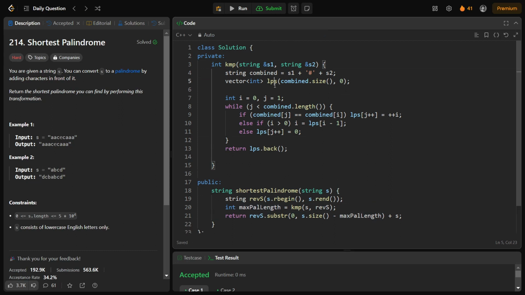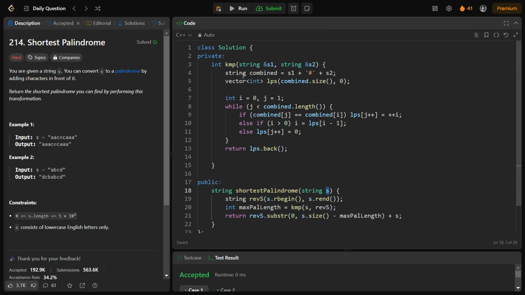So LPS is big O of 2n plus 1, where n is the size of s, so n plus 1 plus n, which is 2n plus 1. So the size is big O of n. Also we're traversing this whole string once, right? So that would give me big O of n. We are traversing with j as well as i, j from 1 to n and i from 0 to n as well. So big O of 2n maybe.